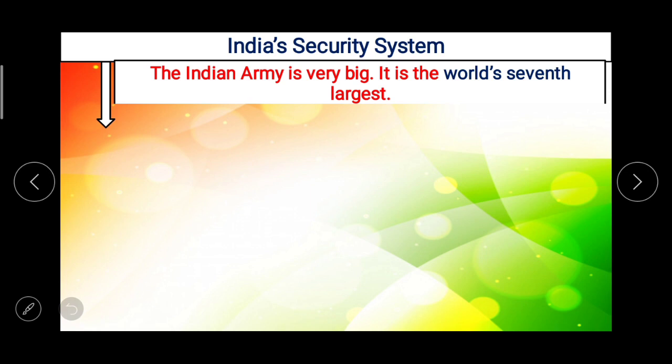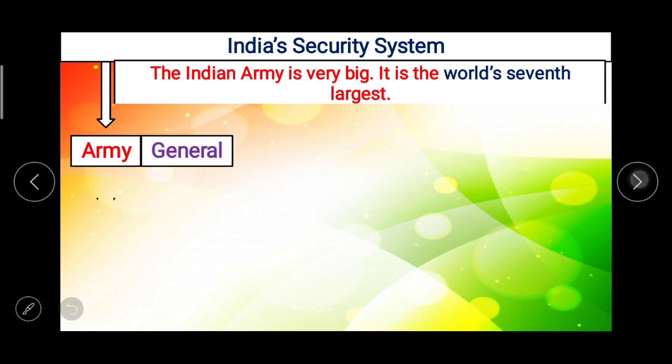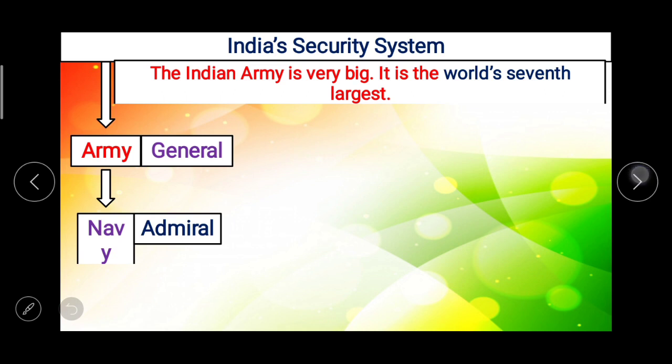Now the next point, India's security system. India's security system includes the army, the navy and the air force. Army, navy and the air force, the three forces that defend the country.